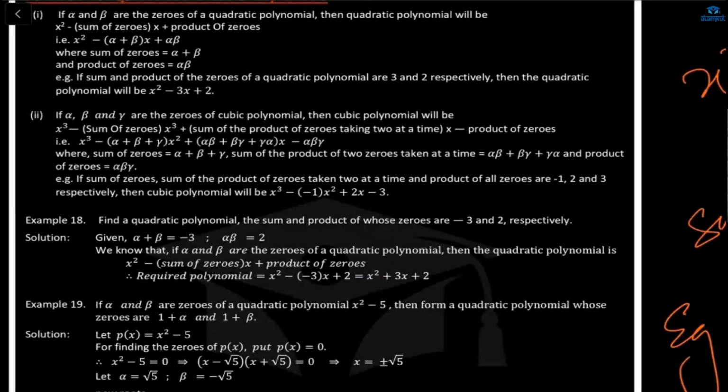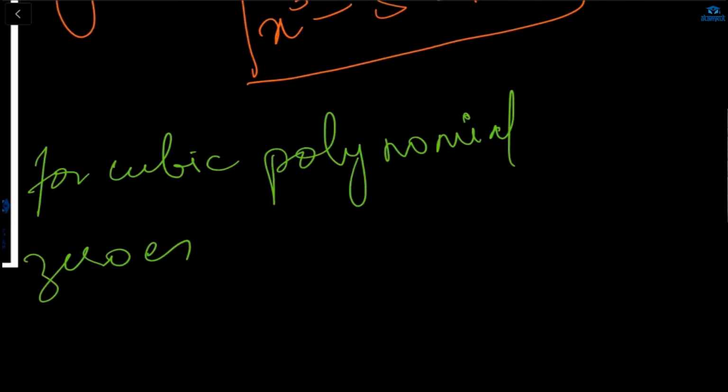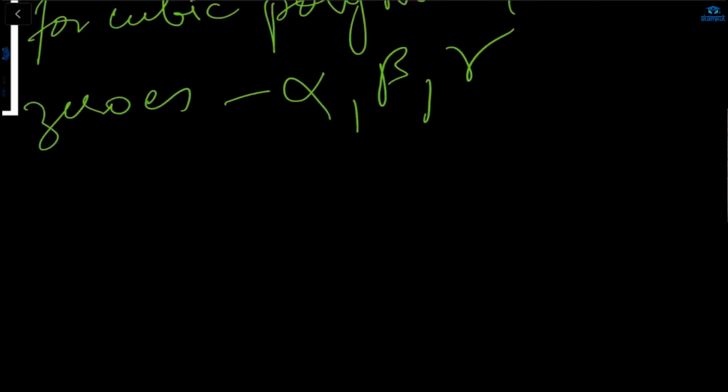Okay. Similarly, you can construct the cubic polynomial also. In a cubic polynomial there are 3 zeros, and there are 3 things we found in the relationship between the coefficients of the polynomial and the zeros. One was the sum of the zeros, the second was the sum of the product of 2 zeros, and the third was the product of the zeros. So for a cubic polynomial, the zeros are, for example, alpha, beta, and gamma.